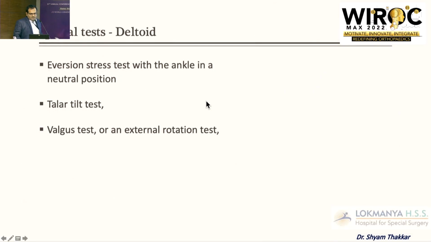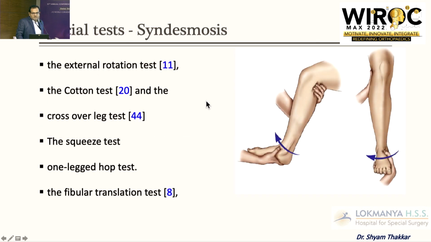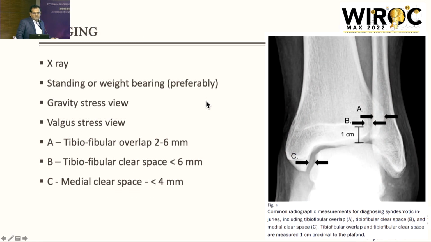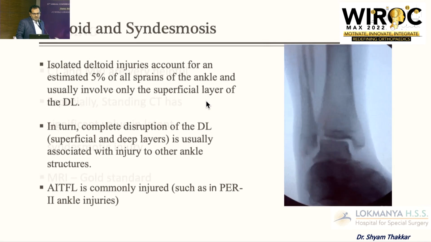So we'll go through some special tests. For the deltoid: eversion stress test or talar tilt test, valgus test, or external rotation test. For syndesmosis, there are multiple tests, some of which are in theory and some of them are intraoperative. So the clinical tests are external rotation test, Cotton's test, crossover leg test, squeeze test, and one leg hop test, and the fibular translation test or hook test are intraoperative findings. Some X-ray findings I guess would be covered in the next lecture.